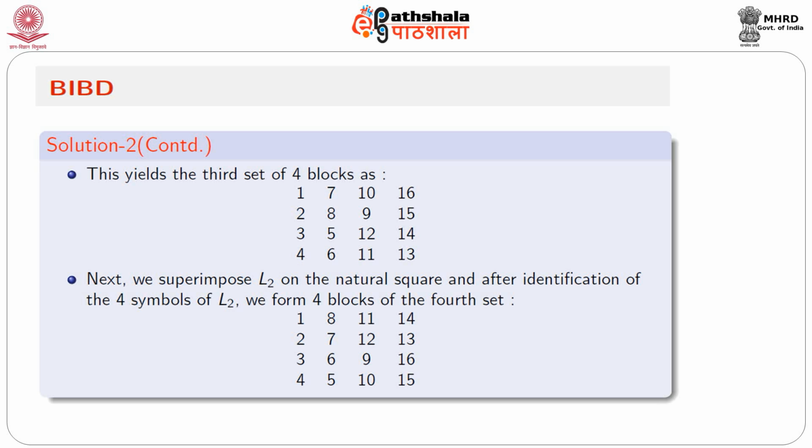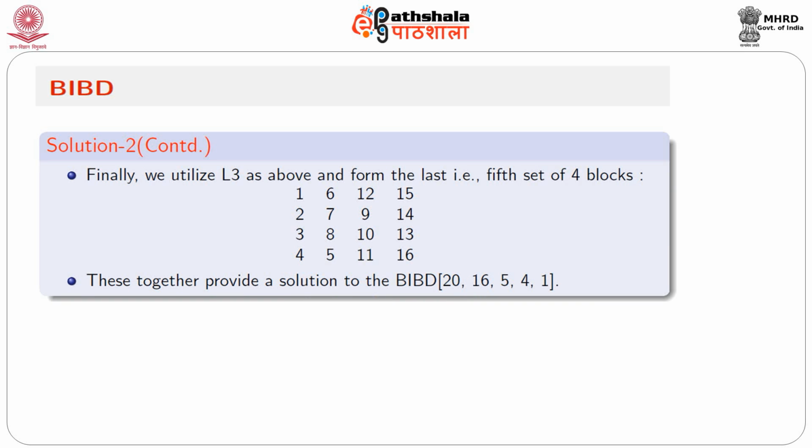Next, we superimpose L2 on the natural square and identify the 4 symbols of L2, namely alpha, beta, gamma, delta, with the numbers in the natural square. We find that alpha corresponds to 1, 8, 11, 14 in the natural square, beta corresponds to 2, 7, 12, 13, and like that we have these 4 rows again forming the 4 blocks of the BIBD. Next, we superimpose the third Latin square L3, and in the above format we find the last set of 4 blocks: 1, 6, 12, 15, etc.